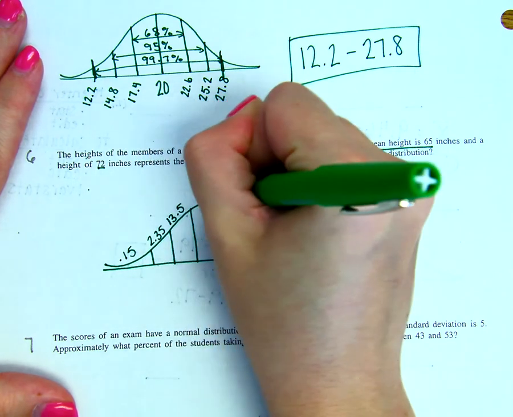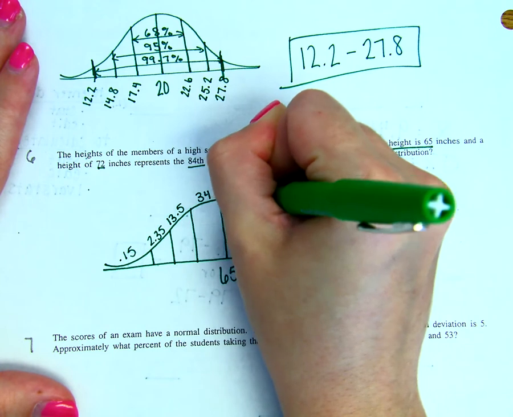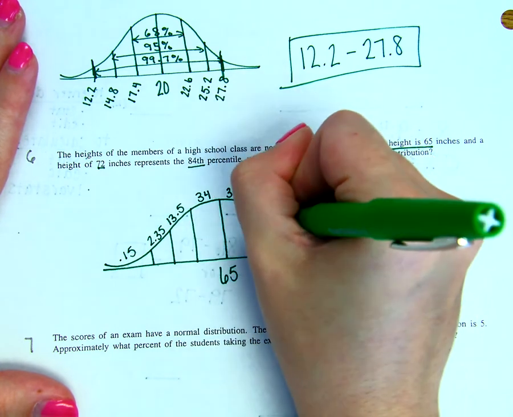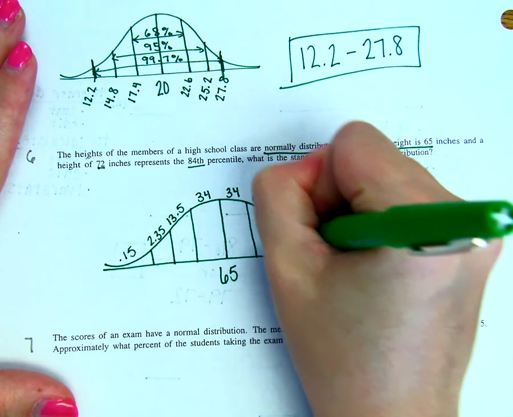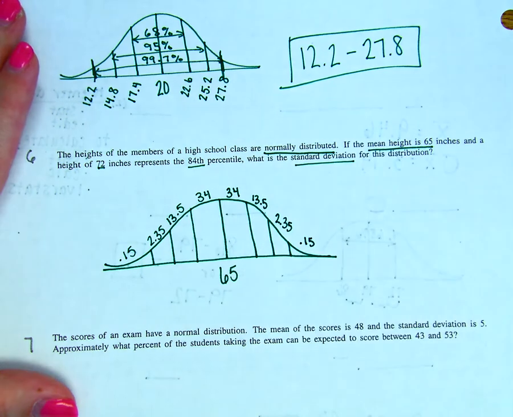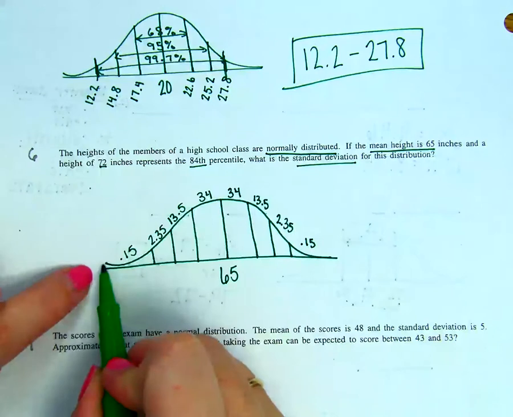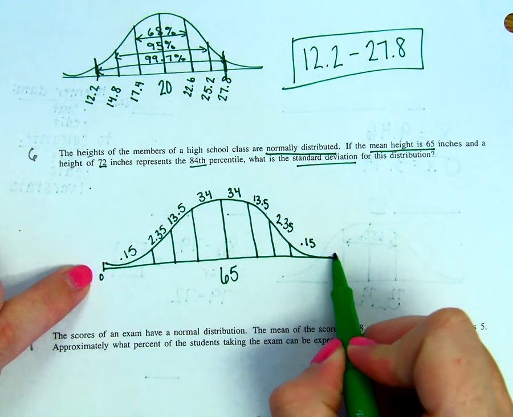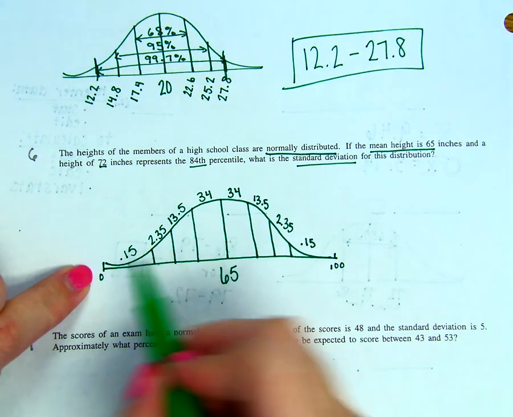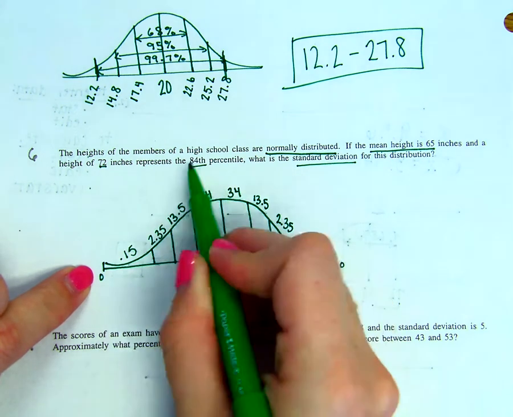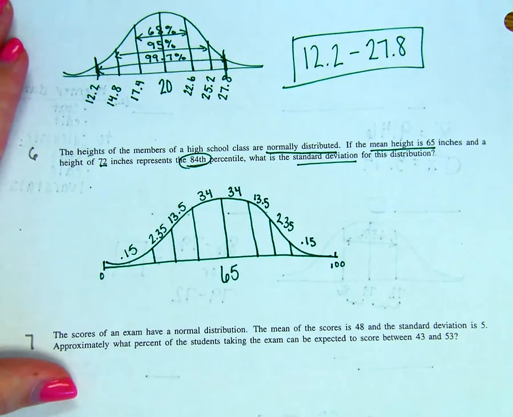13.5, 34. If you know one side, you know the same on the other side. It is symmetric. So the numbers that are on the left are the same numbers that are on the right. So now what we're going to do is add from 0, because this is kind of like 0, this is like 100. We're going to add up all these numbers on the outside until we get to the 84th percentile.